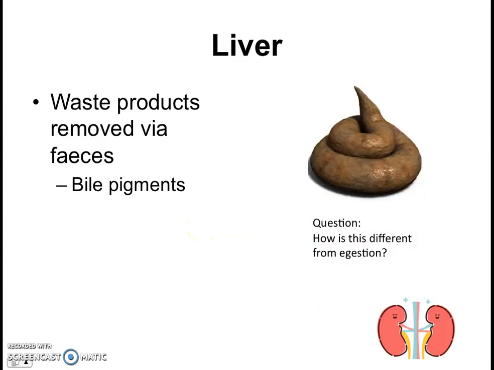Next is the liver. The liver actually produces bile pigments from breaking down hemoglobin, and the bile pigments are then removed via feces, right? So they're excreted through the feces. Now this is different from egestion. Remember, egestion is undigested food passing out through your body. But in this case, the bile pigments which are found in the feces are a form of excretion because the bile pigments were produced by metabolism. So these are a metabolic waste product. So in this case, you can call it excretion.